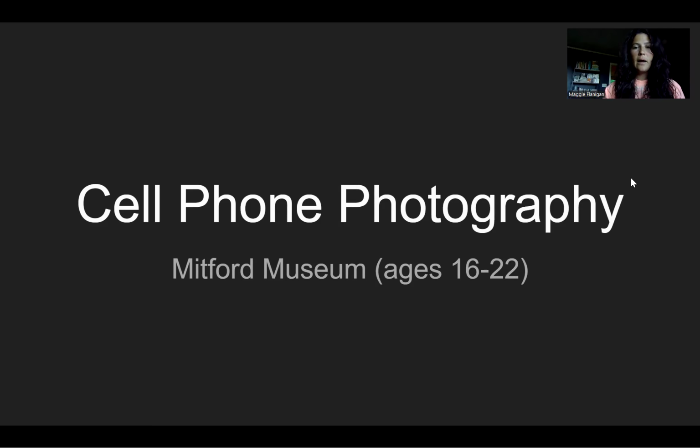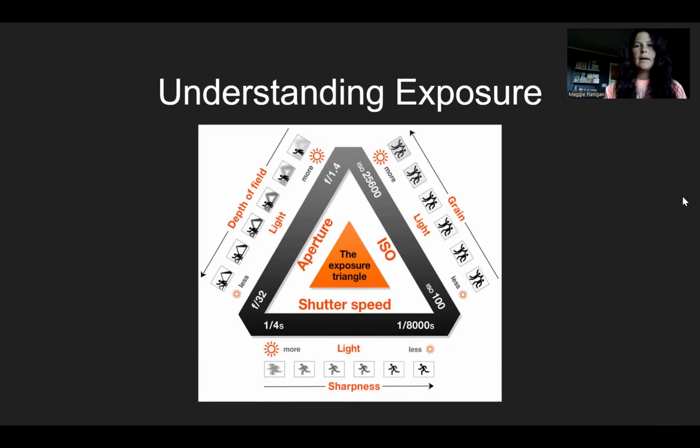So to get started, I want to explain a few basics of what's happening inside your camera when you're making a photograph. So in your cell phone, we can't control all of these elements perfectly, although they're getting better every day. But we want to understand at least what's happening inside of your camera when you're making a photograph. And so we talk about this as the exposure triangle. There's three elements. They each deal with light.